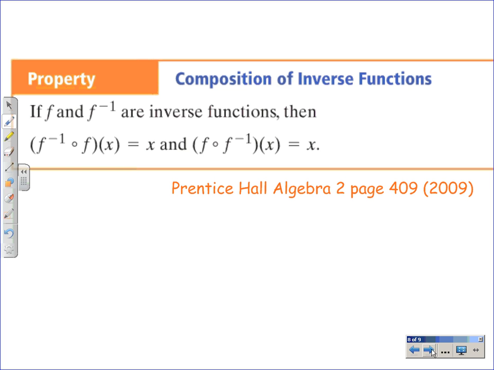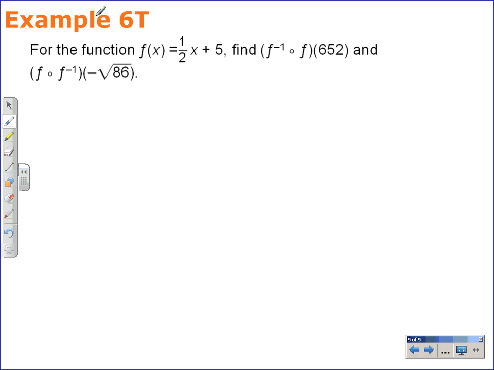Now that makes things very easy for this next example. Example 6: for the function f of x is equal to 1/2 x plus 5, find f inverse composed with f of 652, and find f composed with f inverse of negative the square root of 86, or the opposite of the square root of 86.